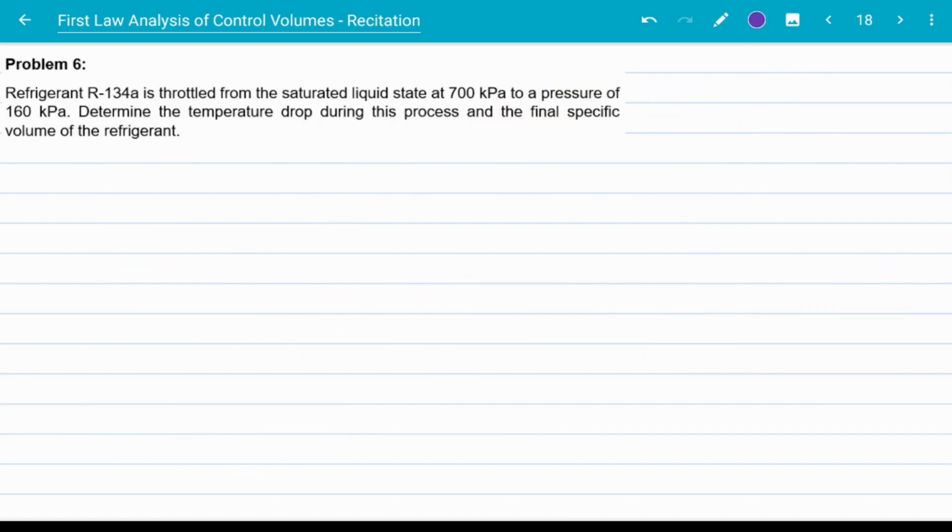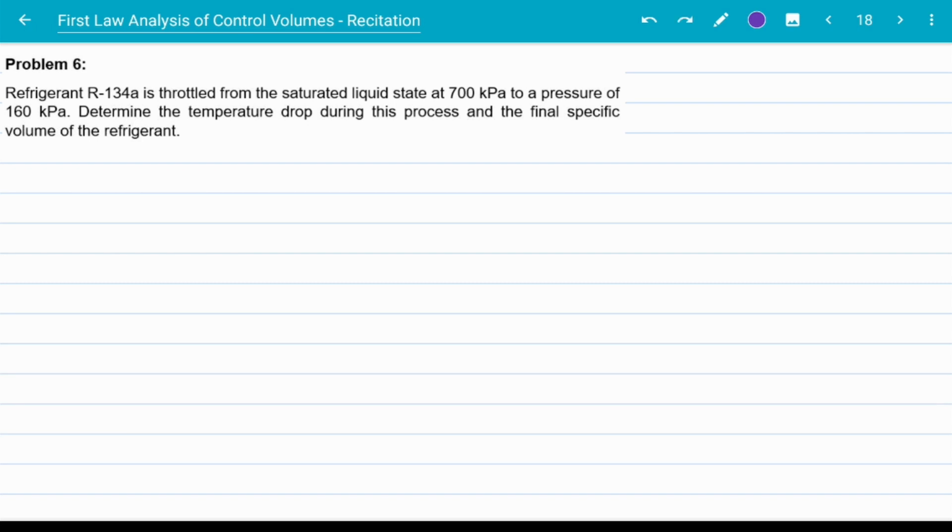Okay, problem 6. We have refrigerant R134A. It's going through a throttling valve. Before the throttling valve, it's saturated liquid at 700 kilopascals. And after the throttling valve, the pressure has dropped to 160 kilopascals. We are asked to find the temperature drop during this process and the final specific volume of the refrigerant.